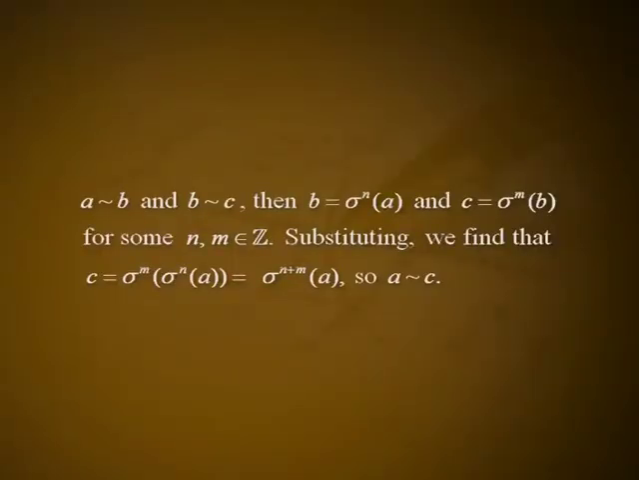Transitive. Suppose a is equivalent to b and b is equivalent to c. Then b is equal to sigma raised to n of a and c is equal to sigma raised to m of b for some n, m belonging to Z. Substituting, we find that c is equal to sigma raised to m into sigma raised to n of a, which is equal to sigma raised to n plus m of a. So, a is equivalent to c.